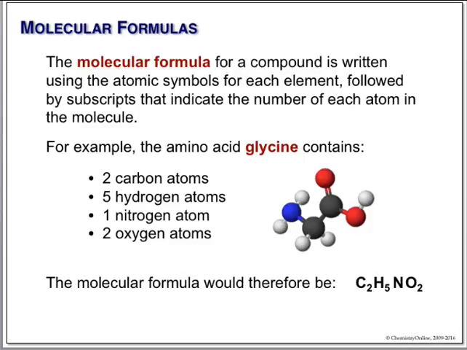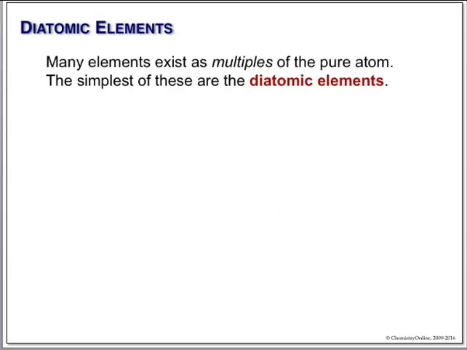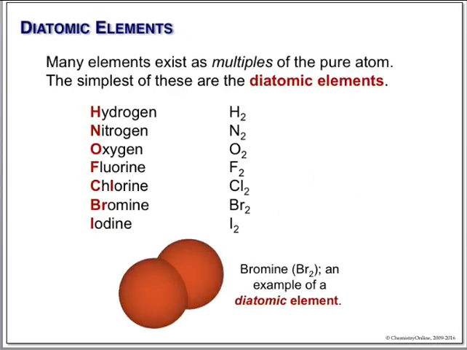While we're talking about this, let's also address the concept of diatomic elements. There are, this 1, 2, 3, 4, 5, 6, 7 very common things that exist as diatomic. This is bromine. I said bromine is brown. And again, it's Br2. Iodine will be I2. Chlorine, Cl2, fluorine, oxygen, nitrogen, hydrogen.